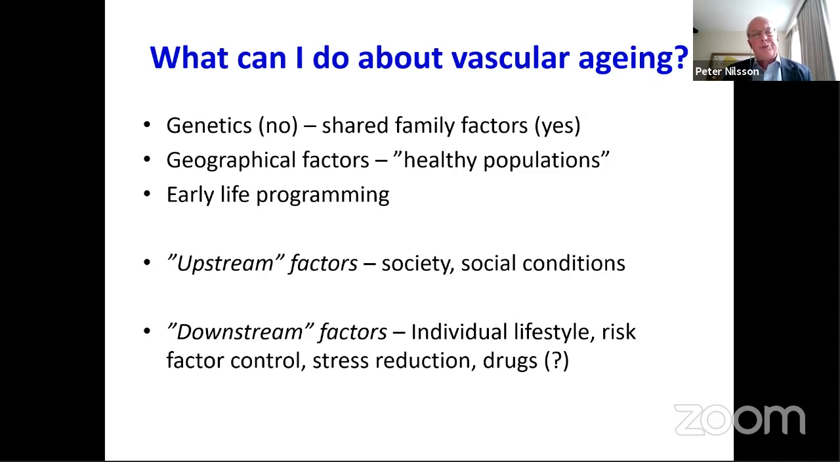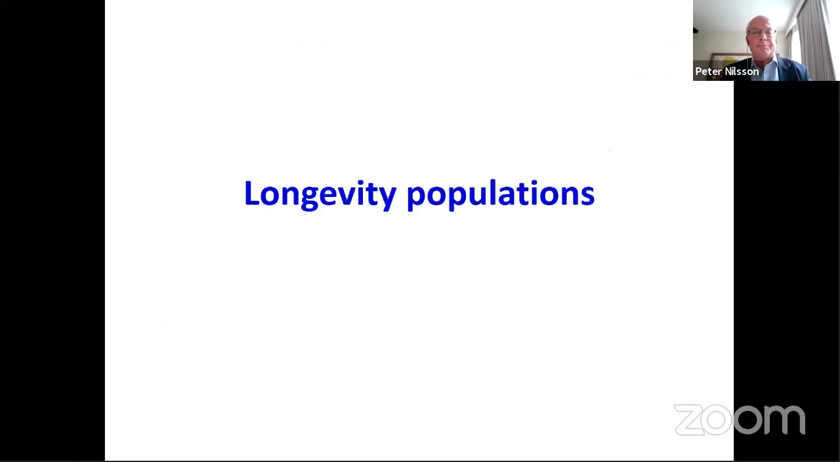But I also want you to think about so-called upstream factors versus downstream factors. The downstream factors are focused on the individual: your lifestyle, your risk factor control, stress reduction, the drugs you are exposed to. But upstream factors are more related to society, social conditions on a structural level. And these factors are also of very great importance to understand why people age so differently.